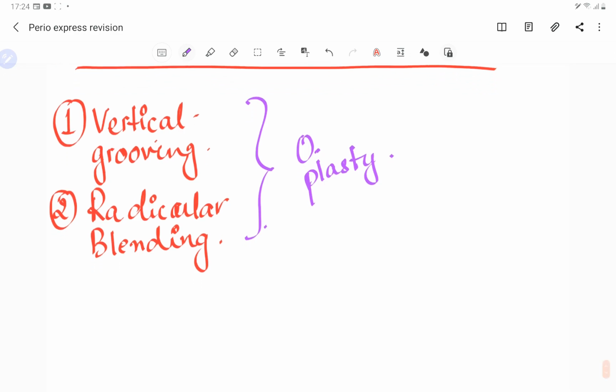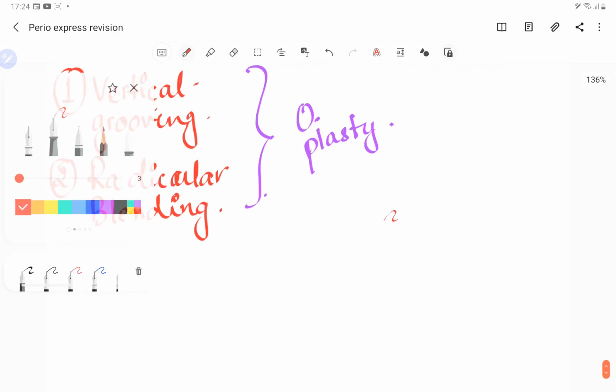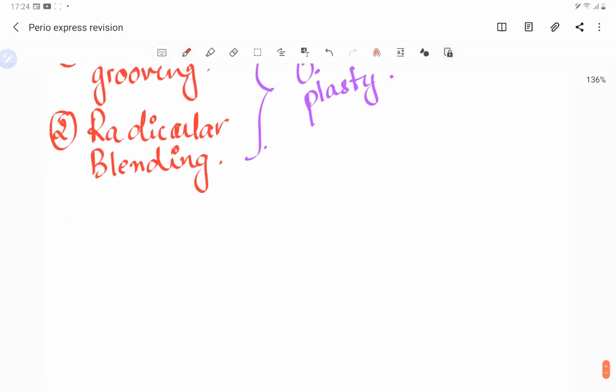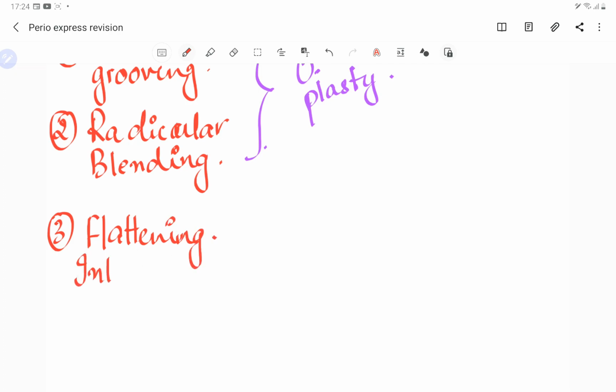Talking about the third one, now we have made the grooves and blended the grooves. Take a burr. Now we start with the interproximal bone, starting from the top. So this is the flattening of the interproximal bone, which is the third step. Guys, you have to remember this sequence.